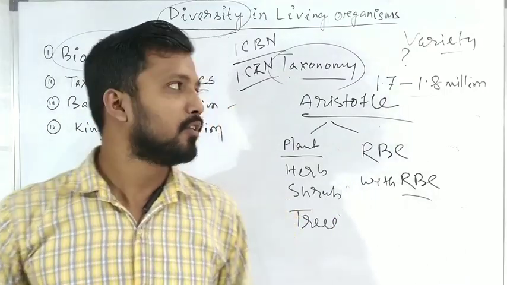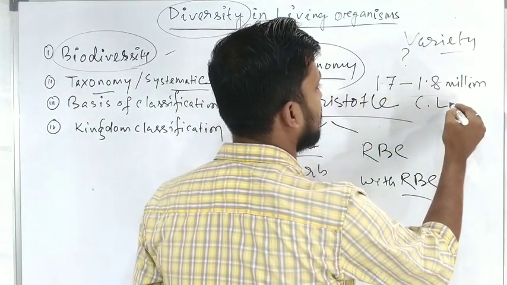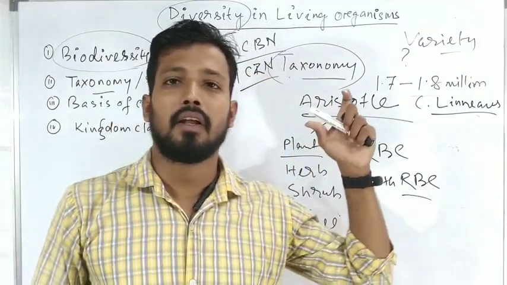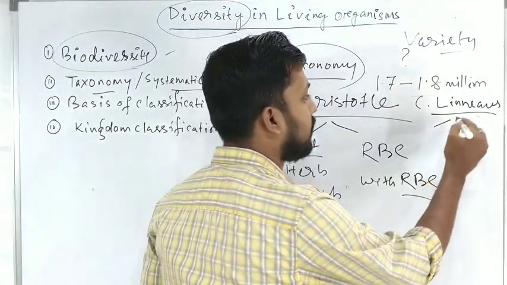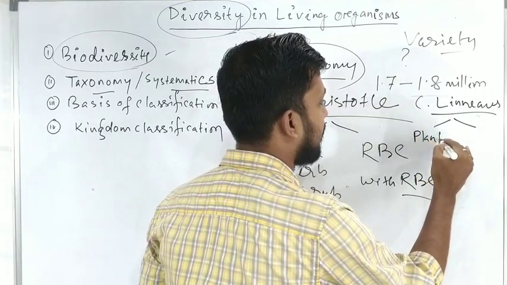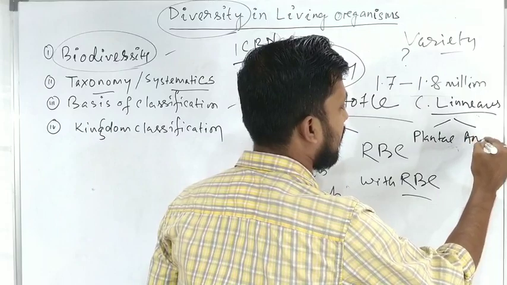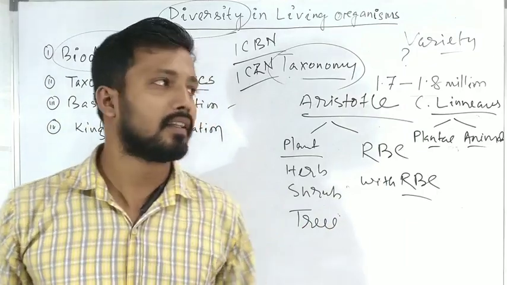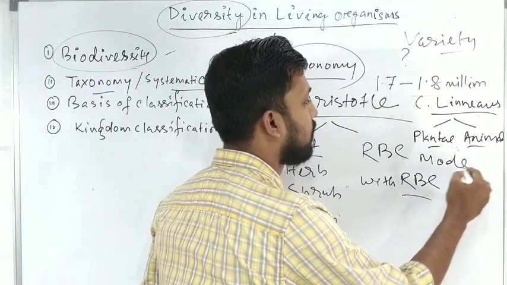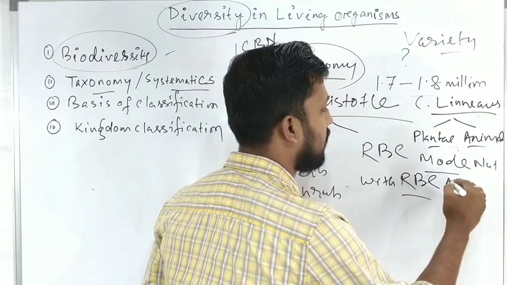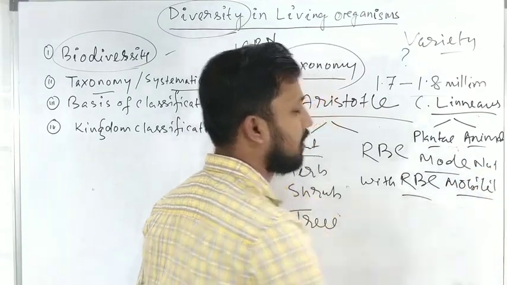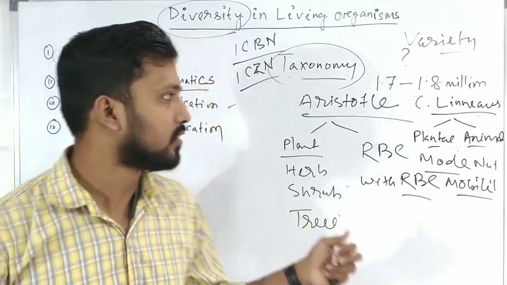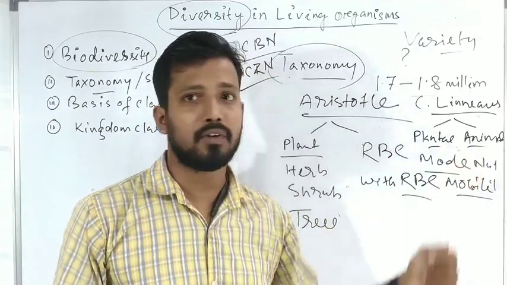After that, you heard the name Carolus Linnaeus. He made an approach to classify the total living organisms into two kingdoms. One is Plantae, another is Animalia. Depending upon the characters he took for classification, that is their mode of nutrition and mobility, whether they are mobile or not. And somewhere it is written whether they have a cell wall or not. So they classified plants as having a cell wall and animals as without a cell wall.